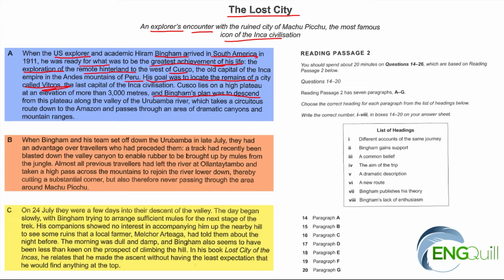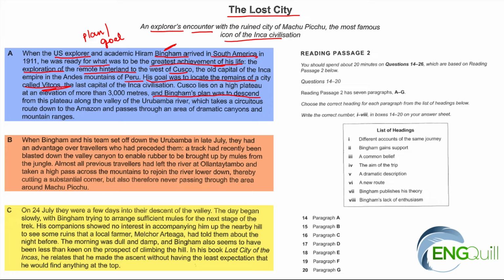All right, so if you look at the passage, it's talking about this particular person. He arrived in South America. He was ready for his greatest achievement and he wanted to explore this particular city. His goal was to locate the remains of the city and his plan. So this passage is definitely talking about something that he planned, something that is his goal.